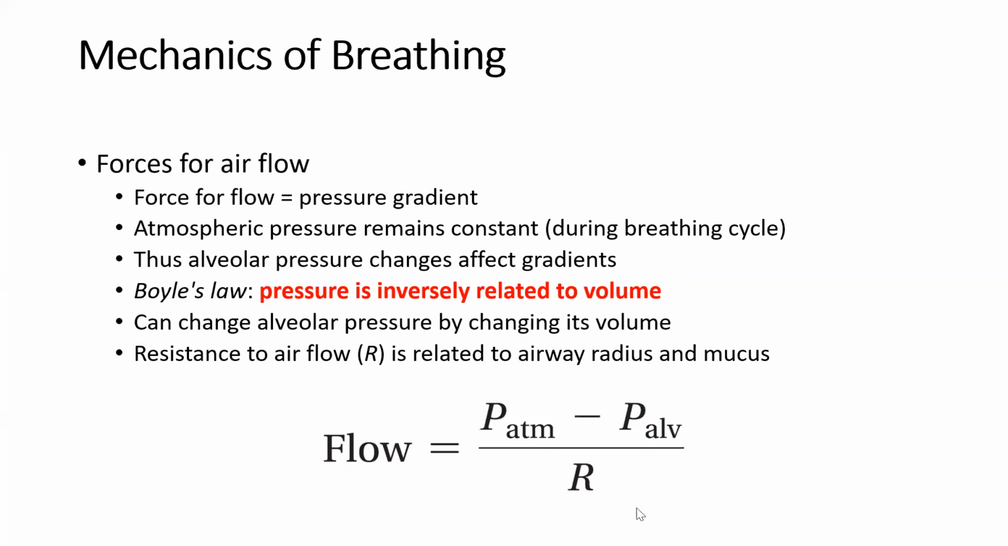So this is a different view of our bulk flow equation, right? Different but similar relationship here. Flow is going to be equal to our pressure gradient, which is the difference between our atmospheric pressure out in the air and our intraalveolar pressure down inside our alveoli. And that is divided by any impedance, any resistance, which can be regulated by the amount of mucus in the airway, as well as the smooth muscle state of the airway as well.